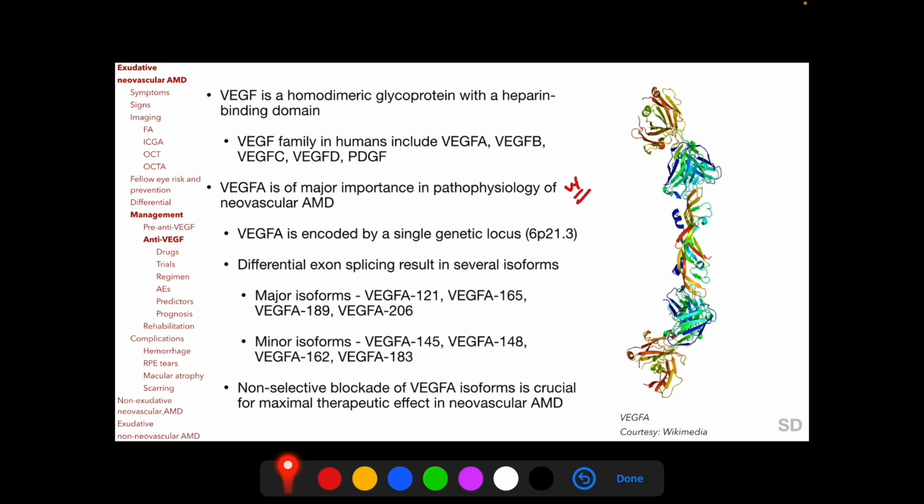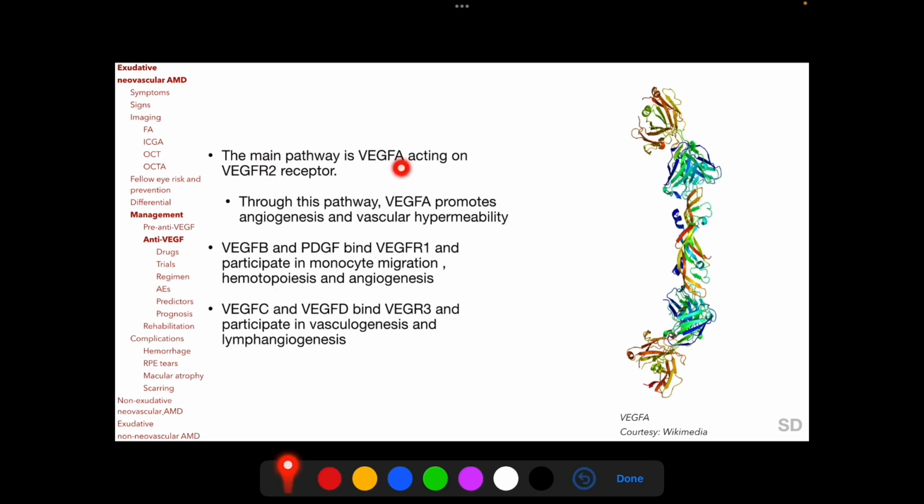But what is more important is that non-selective blockade of VEGF-A isoforms is crucial for maximal therapeutic effect in neovascular AMD, instead of targeting a single VEGF isoform, and this is also very important to remember. The main physiologic pathway is VEGF-A acting on the VEGF-R2 receptor, and through this pathway VEGF-A promotes both angiogenesis and vascular hyperpermeability, and this is very important to remember. VEGF-B and PDGF also promote angiogenesis, and aflibercept, one of the anti-VEGF drugs, also targets VEGF-B and PDGF in addition to VEGF-A.